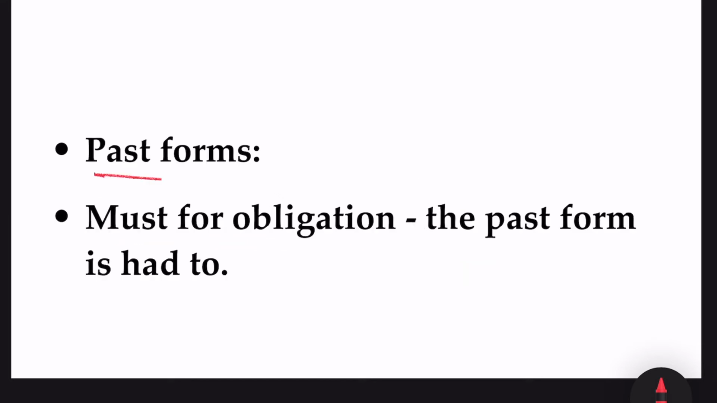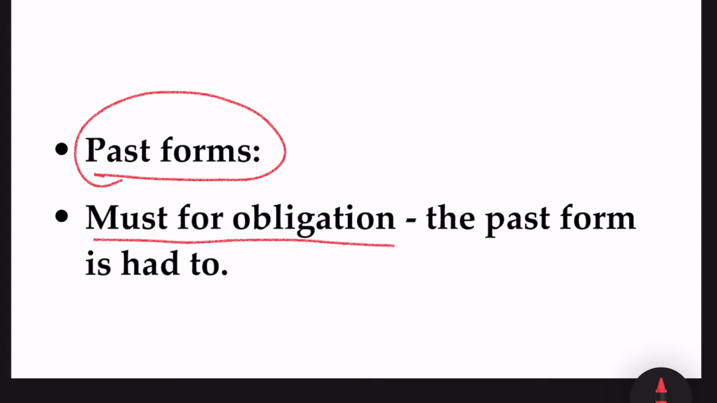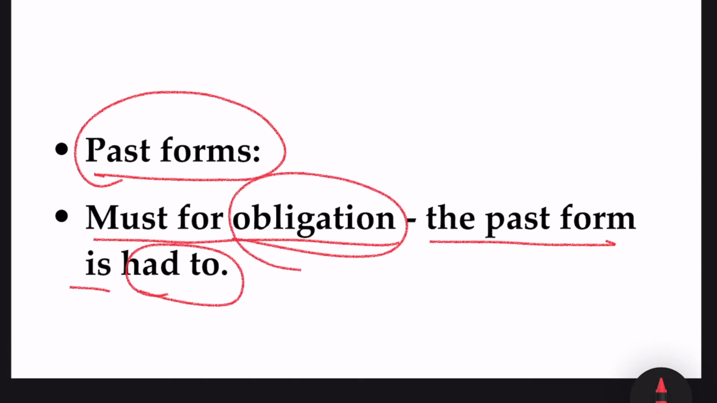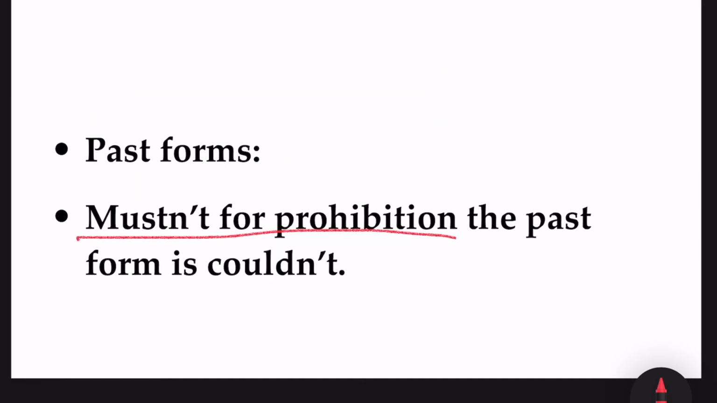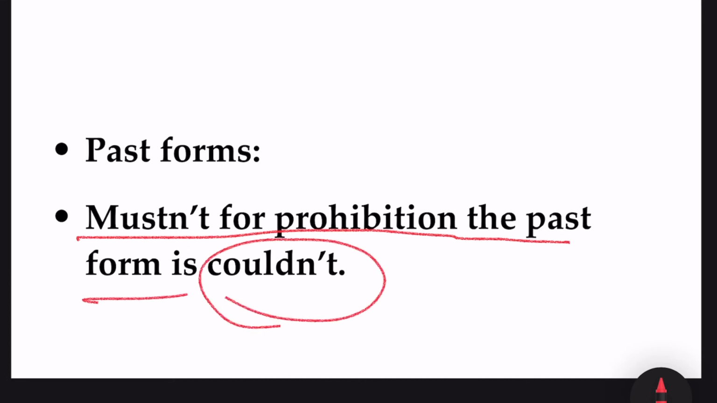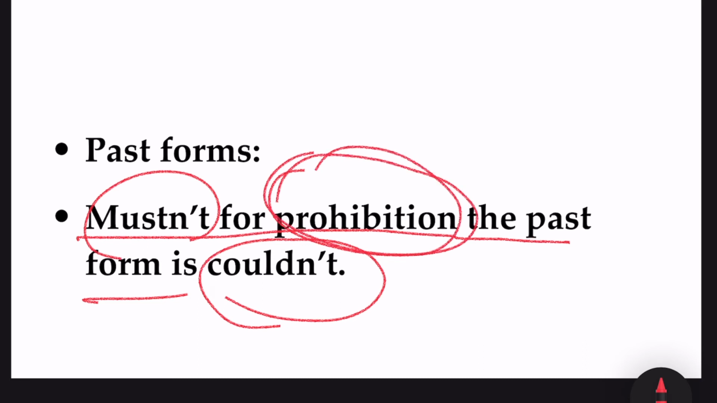What would be the past forms for must? Must for obligation. The past form is had to. To express an obligation in the past, you can use had to instead of must. Mustn't for prohibition, the past form is couldn't. If you want to express the meaning of prohibition in the past, you can use couldn't as the past form.